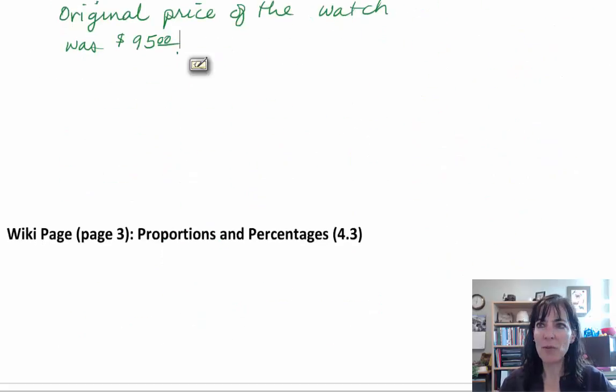You do have a wiki page to complete for this, and it should look like this, wiki page 4.3, and then it should say proportions and percentages.